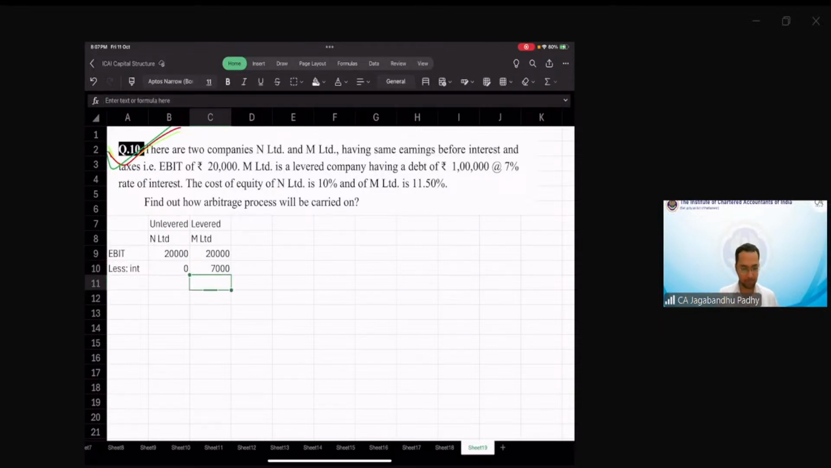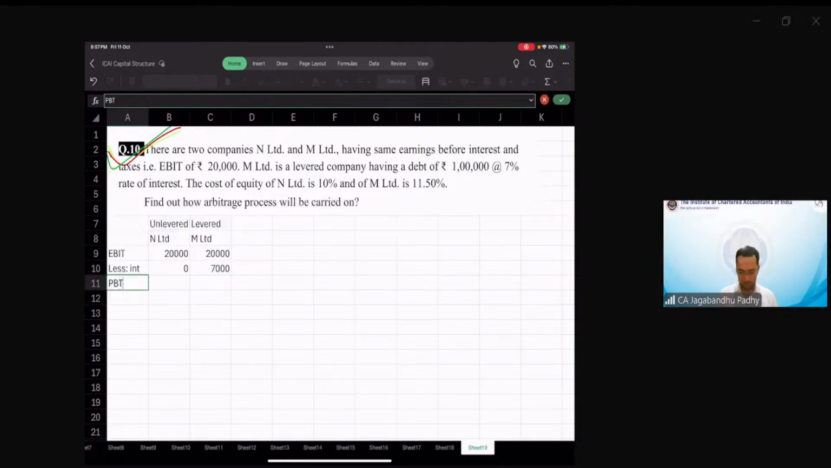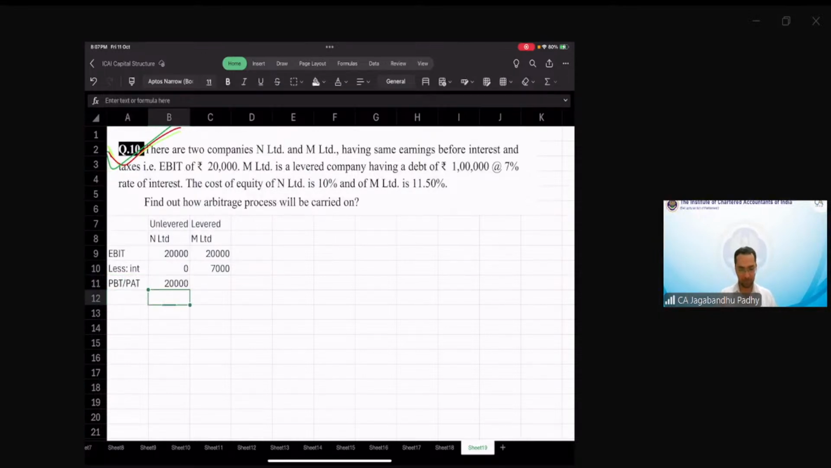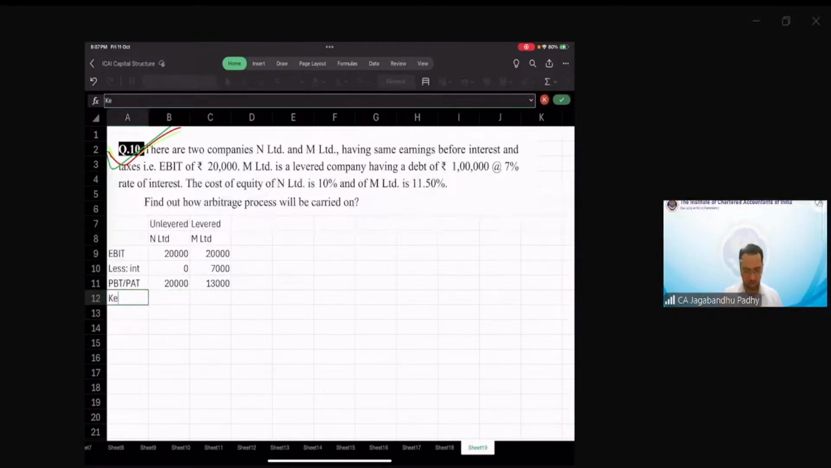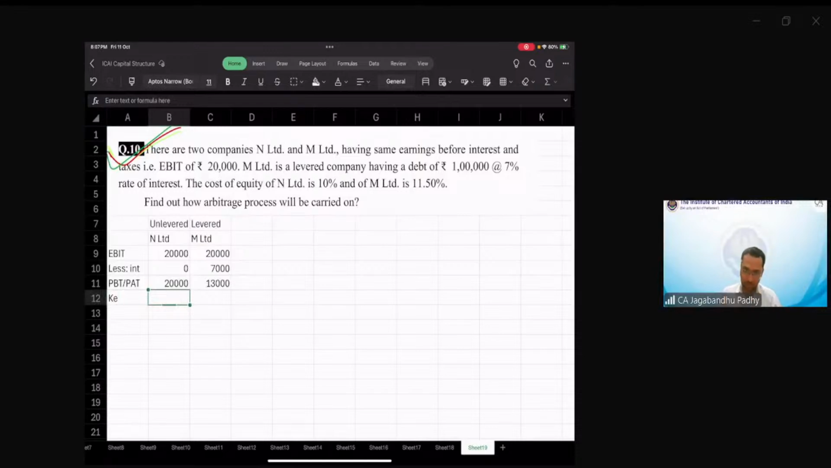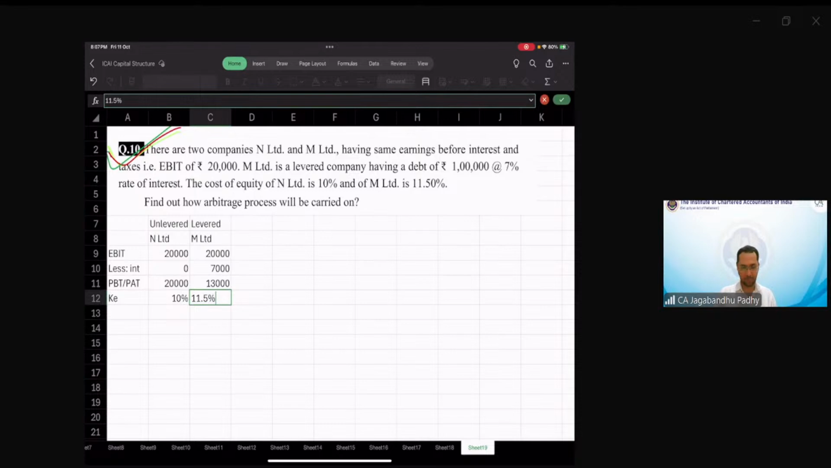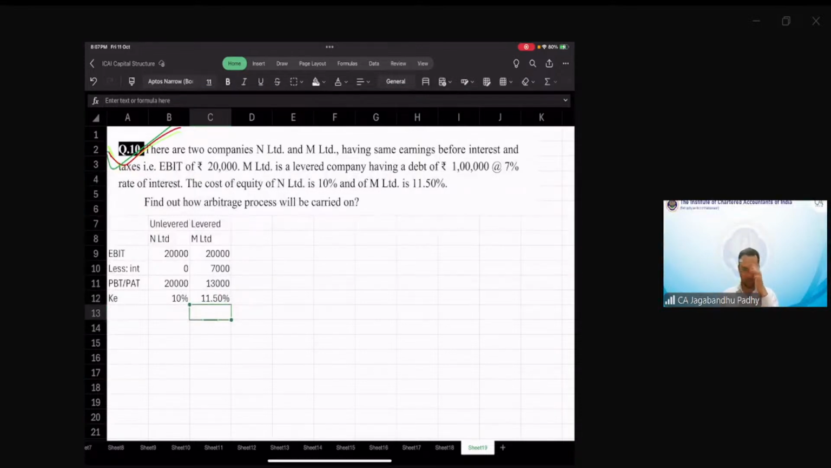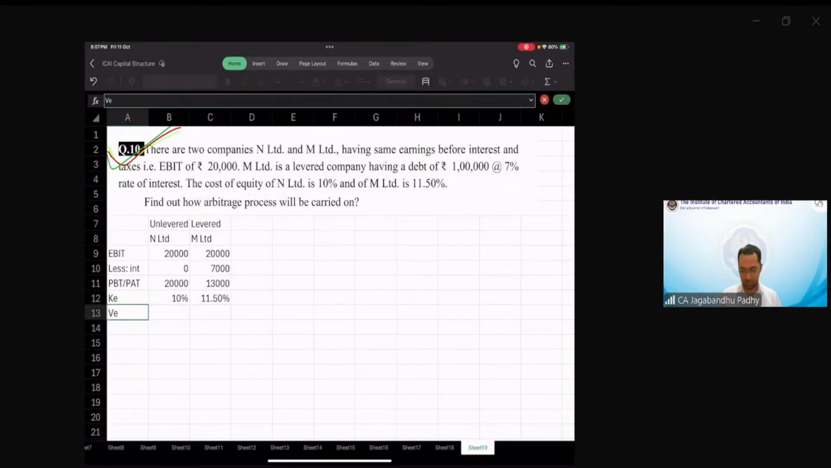7,000, right? So PBT or the profit after tax will be 20,000 and 13,000. So PBT or PAT will be 20,000 for N and 13,000 for M. We have the cost of equity: for N Limited it is 10%, and for M Limited it is 11.5%. Now from this, we can get the value of equity. What is the value of equity for both the companies?